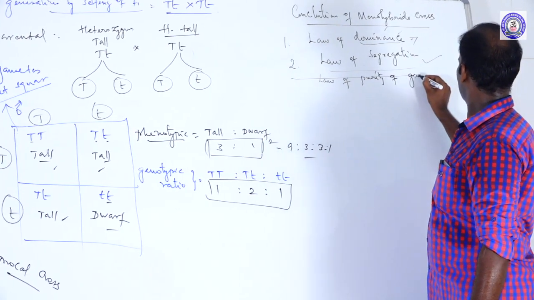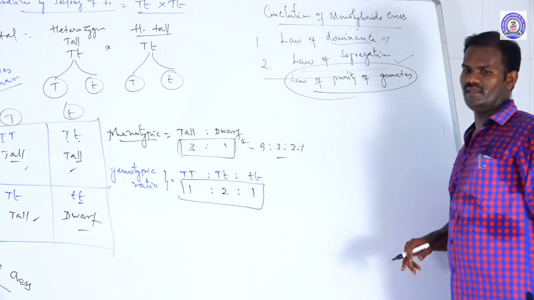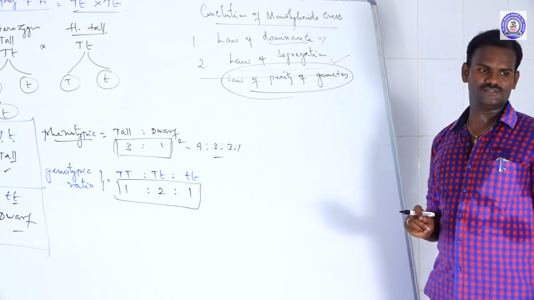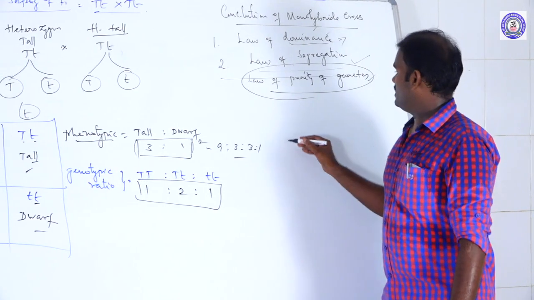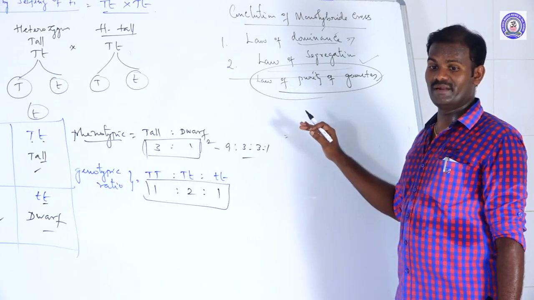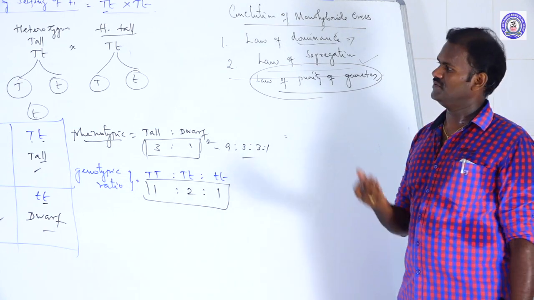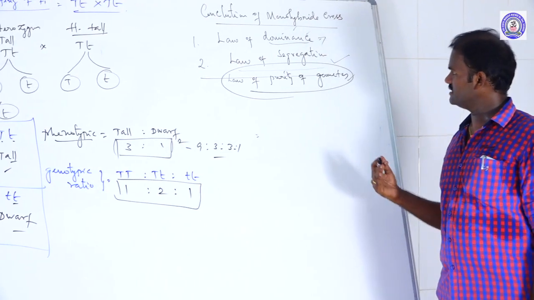Why do we call it the law of purity of gamete? The gamete is always pure for the characters. So it is also the law of purity of gametes. But the third law, the law of independent assortment, comes after the completion of the dihybrid cross. But next, let's go to discuss.